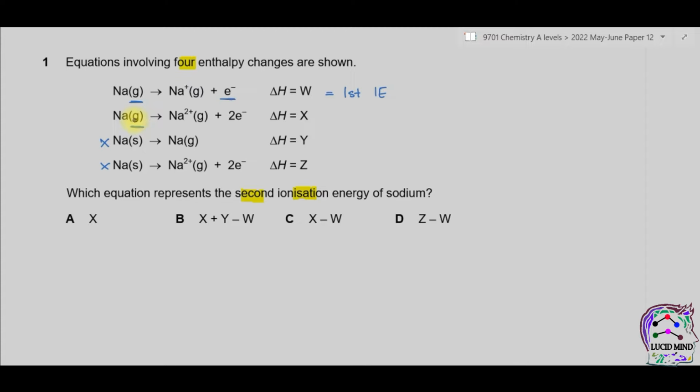Again they have removed 2 electrons from a neutral atom. So it means it includes both first ionization energy as well as second ionization energy. Now if we want to find out the value of second ionization energy, we will have to subtract X and W. So X minus W will be equal to the second ionization energy. In the given answers, it will be C.